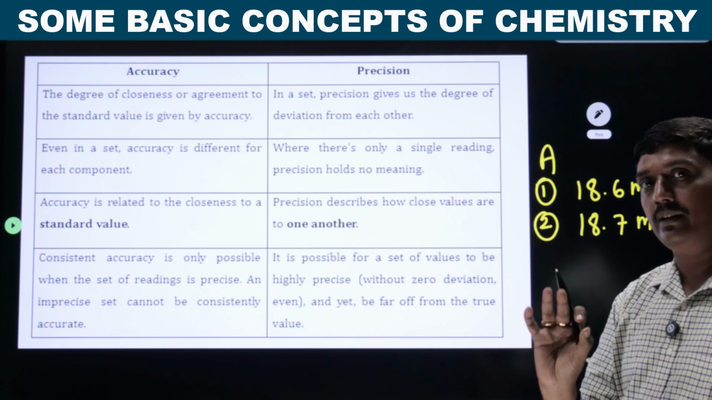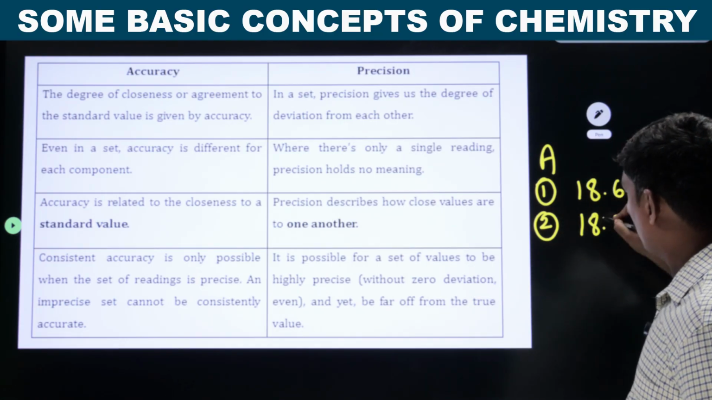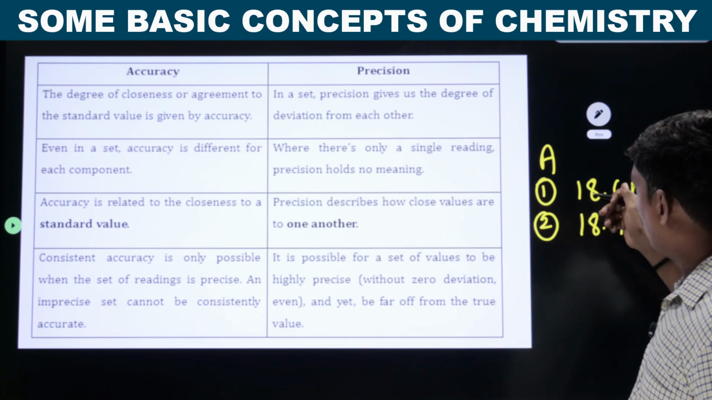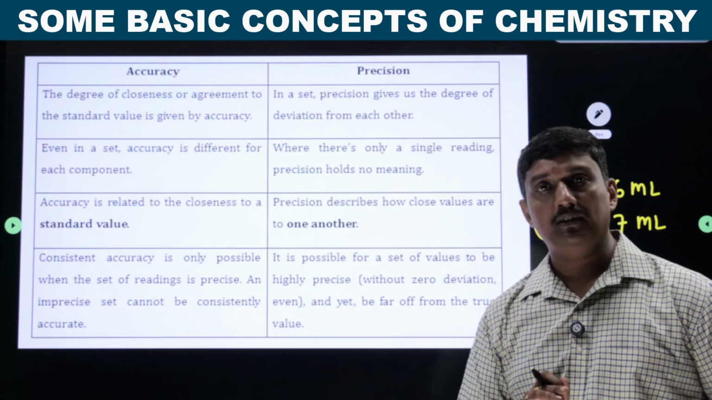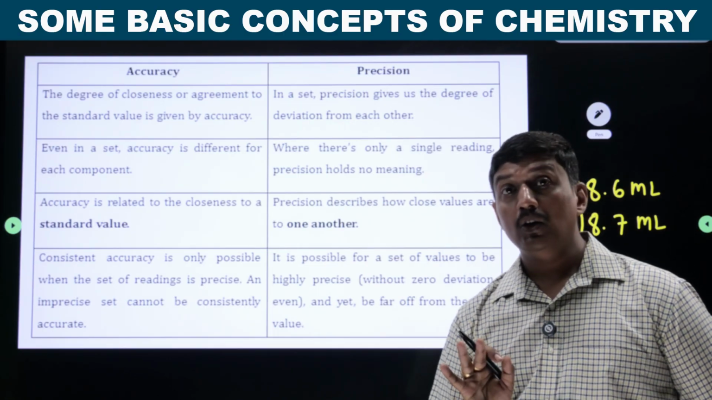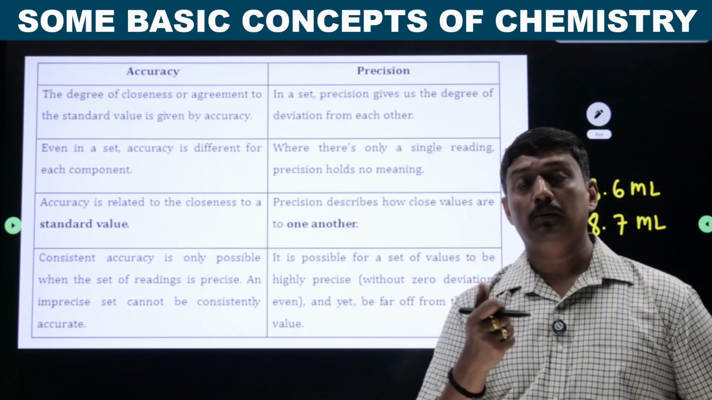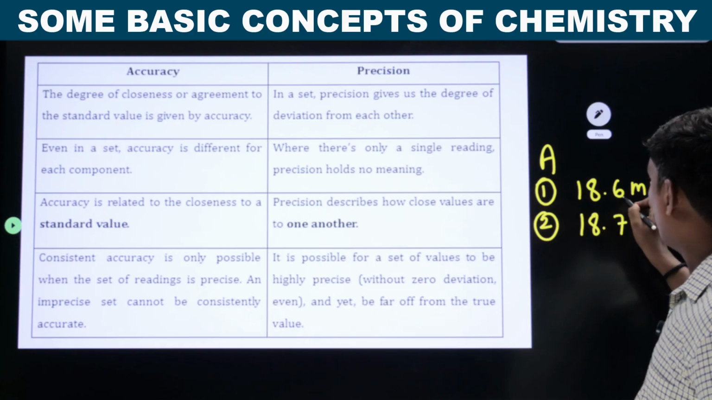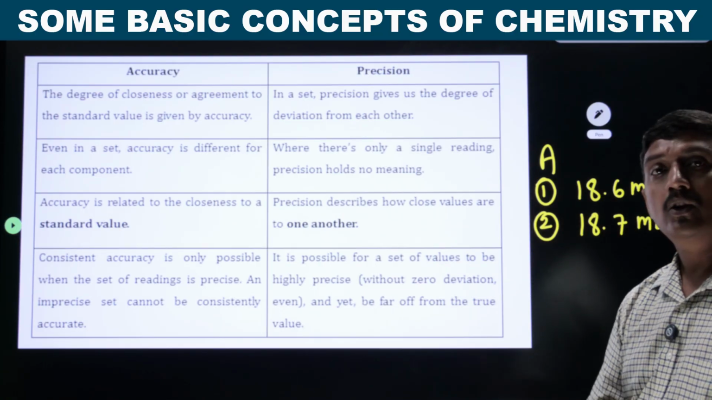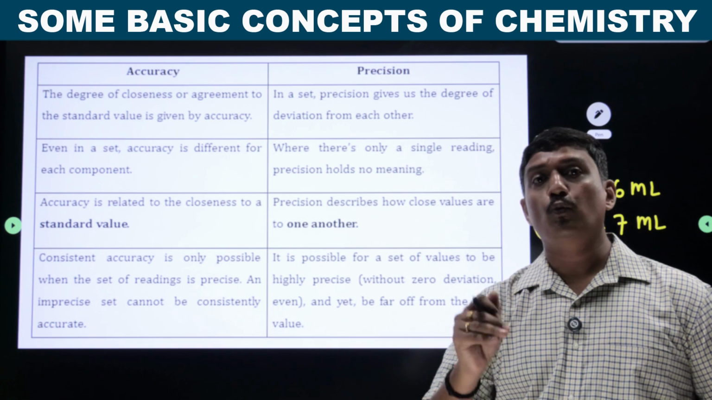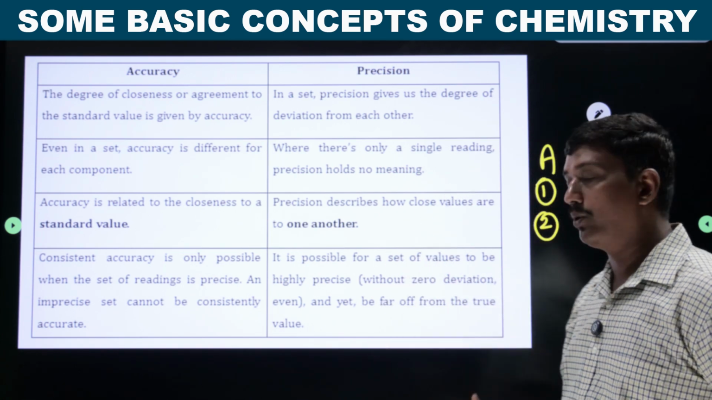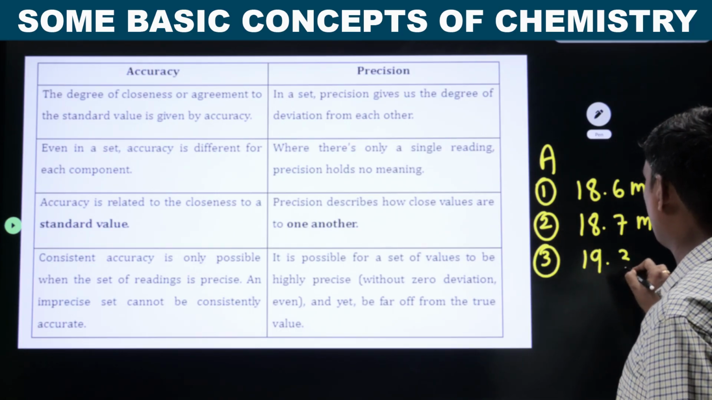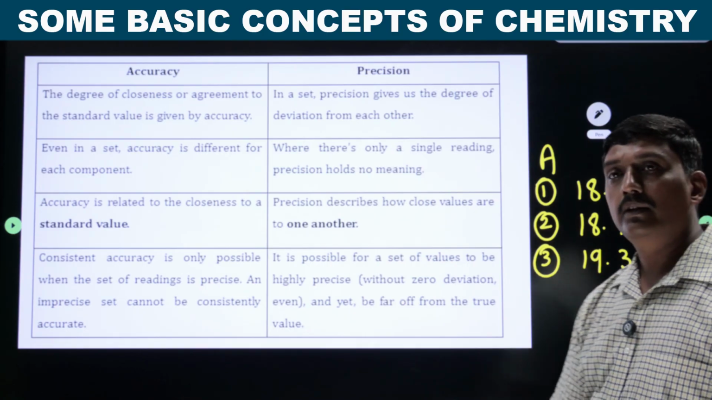It clearly indicates that, the values being almost near, the value should be either the first or the second. But there is no confidence whether it is the first or the second, because the difference is 0.6 and 0.7. So to confirm it, one more trial will be conducted. Just observe, it is 19.3 ml.